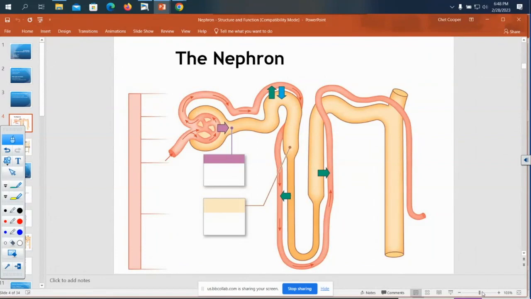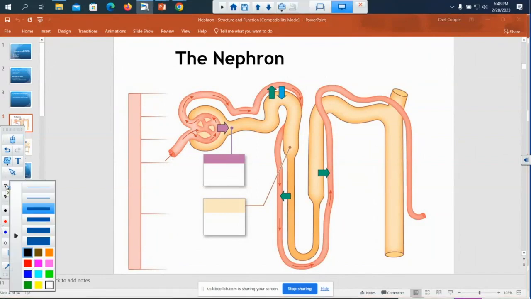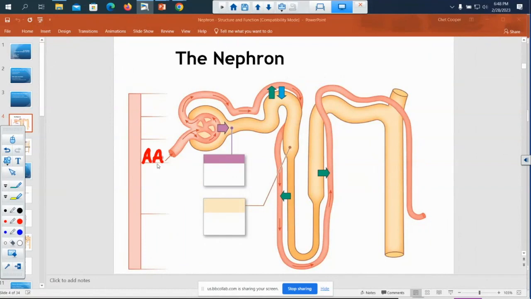What do you think this tube is right here? Perfect. So watch what I'm going to do. Instead of writing it out, I'm going to abbreviate it. AA for afferent arteriole. What did we call this capillary bed here? What was its name? Glomerulus. So I'm going to put a big old G in there.